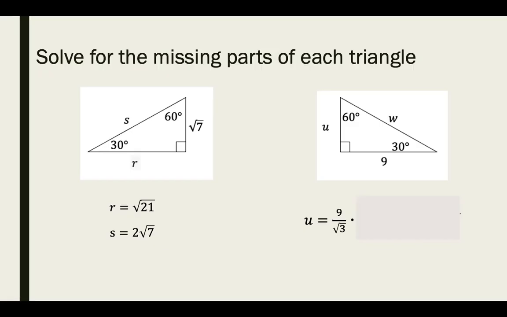That's not simplified. Rationalize the denominator. Multiply the top and the bottom by the radical. Simplify. We get our short leg being 3 times the square root of 3. Now to find the hypotenuse, what do we do with that short leg? We multiply it by 2. So 2 times 3 root 3 ends up being 6 root 3. 2 times 3 is 6.